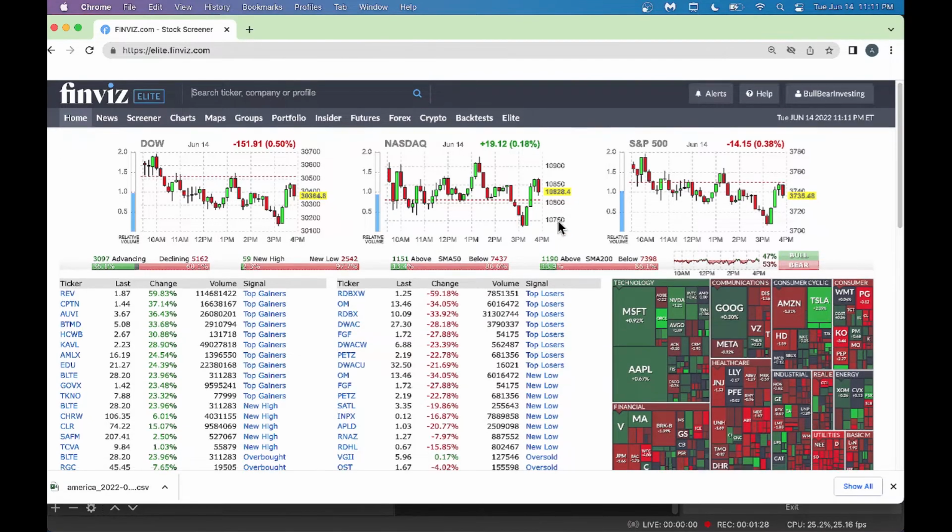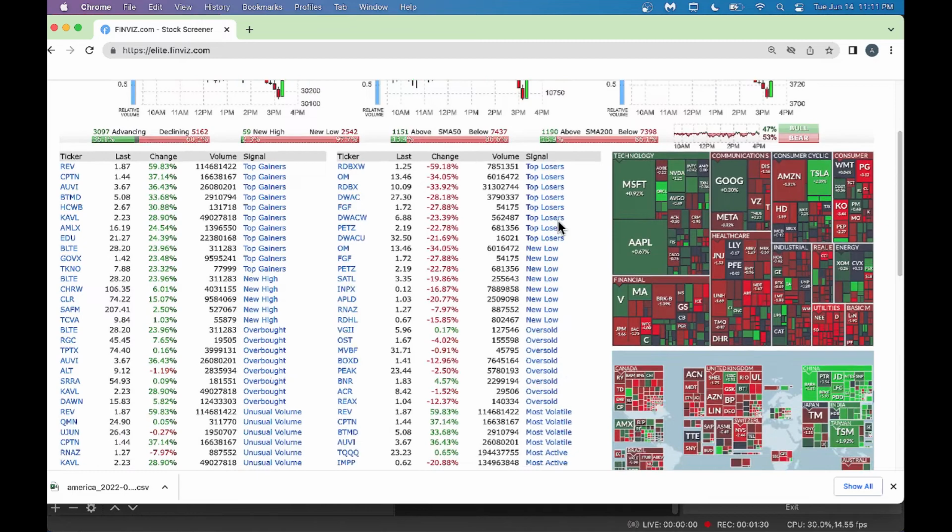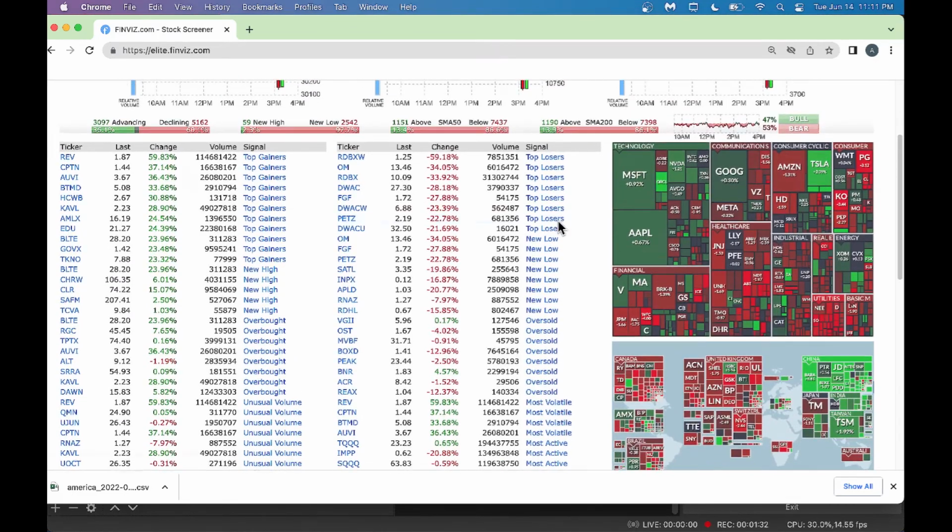And look, one of the reasons I love FinViz is just by looking at the top screen here, it gives a good idea what stocks are doing very well, who are the top gainers. Look, all these are top gainers here. It also tells you what are the new highs, what's overbought, and what's unusual volume. You get a good idea by looking at this first screen itself.